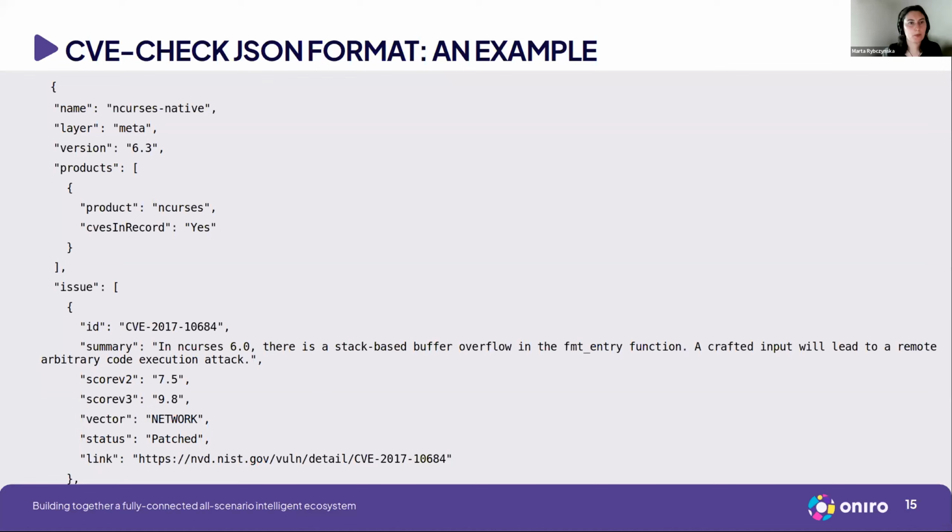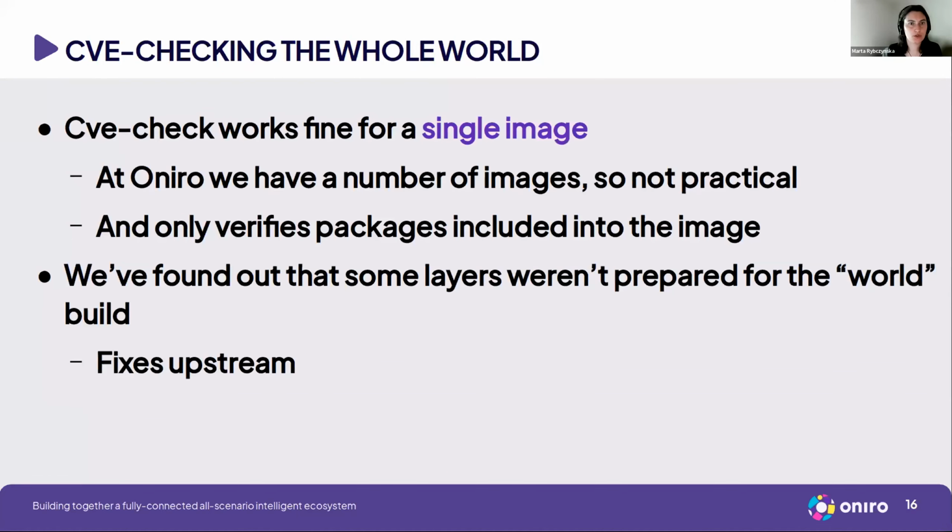Now, when we were working on that, we found out that the CVE-check as it is works very well for a single recipe or a single image. But at Oniro, we have a number of images, so it's not very practical to run a CVE-check over a dozen or more images.